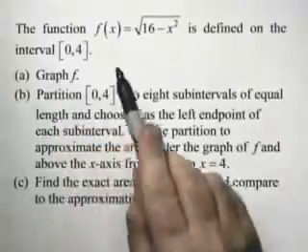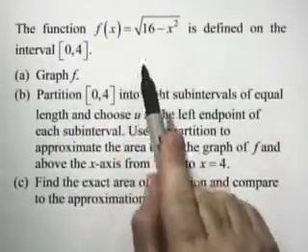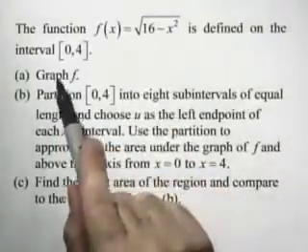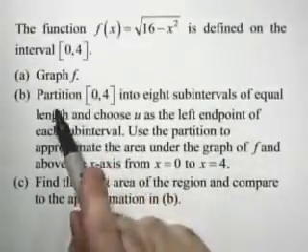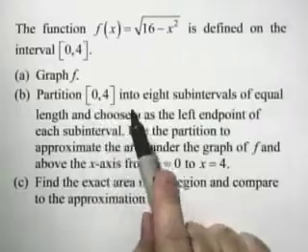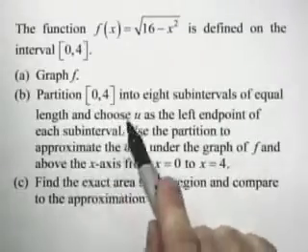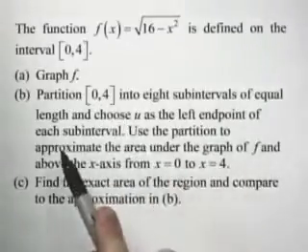In this problem, we're going to approximate the area of a region. The function f of x equals the square root of 16 minus x squared is defined on the interval 0 to 4. We want to graph the function f. We want to partition the interval 0 to 4 into 8 subintervals of equal length and choose u as the left endpoint of each subinterval.